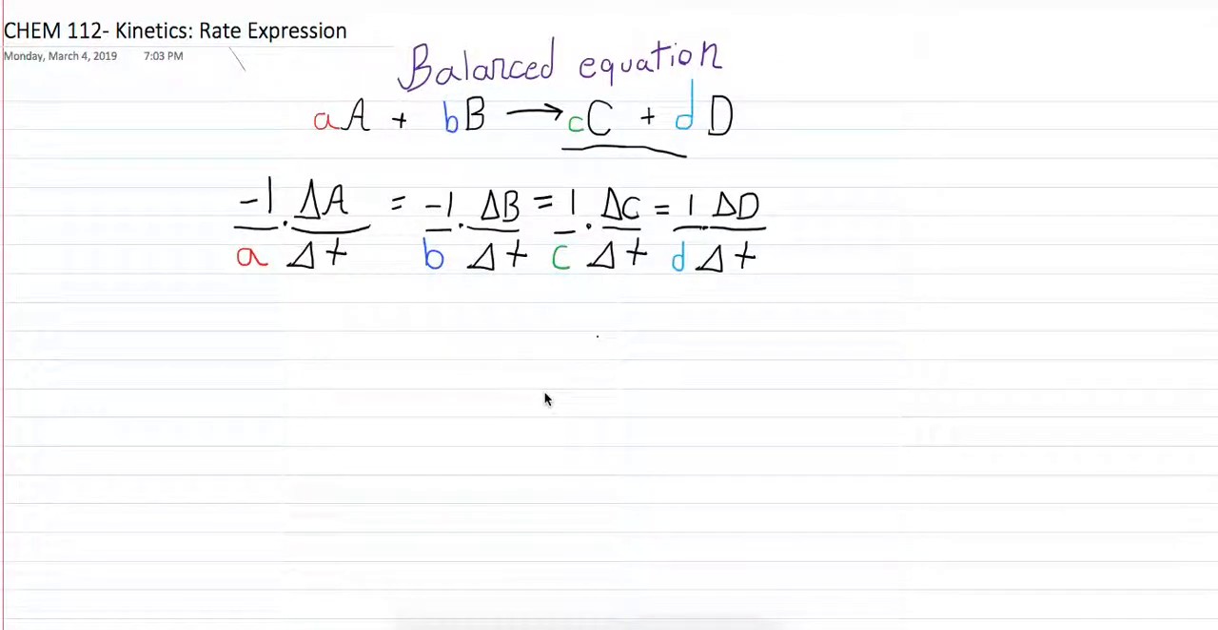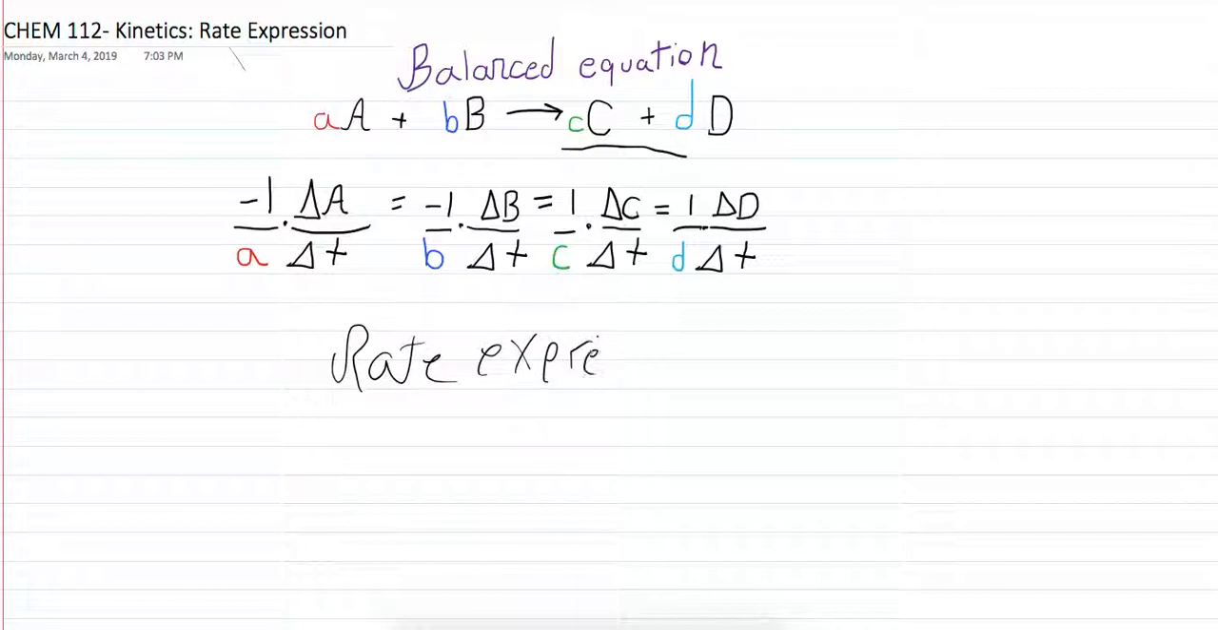Hello everyone, today we're going to talk about kinetics, specifically rate expressions. Now if you look at the top of your screen, you will see a balanced equation. This is the same balanced equation you've been looking at since Gen Chem 1, the only difference is now it's very generic. If you look one equation down, you will have a very generic rate expression equation.